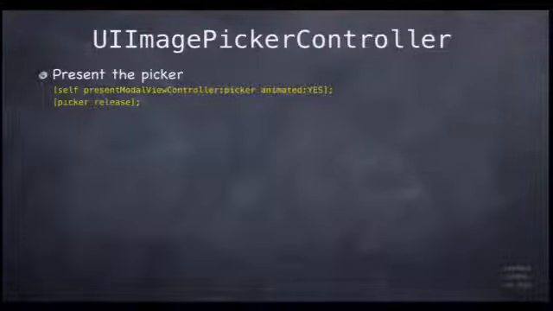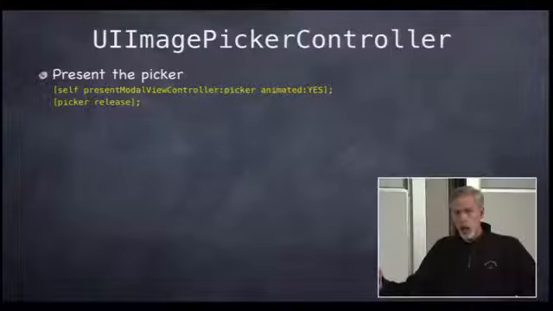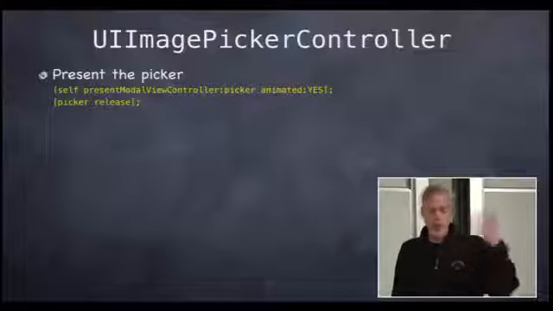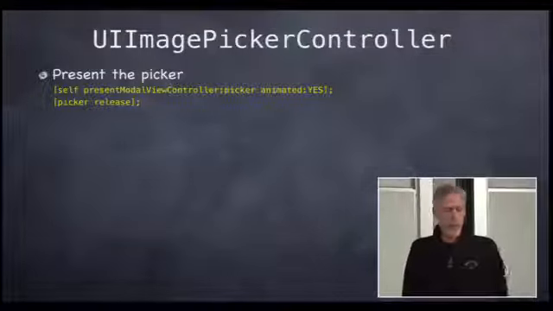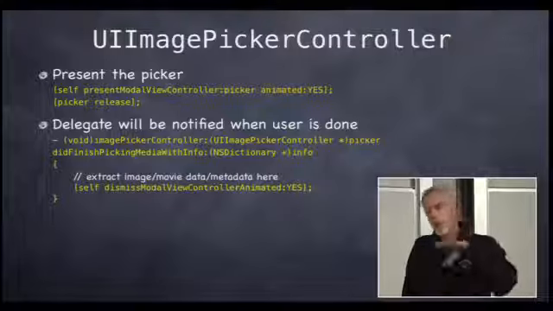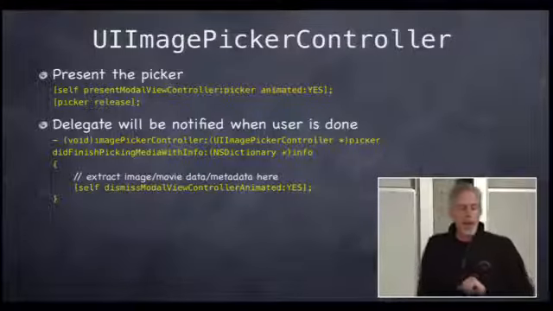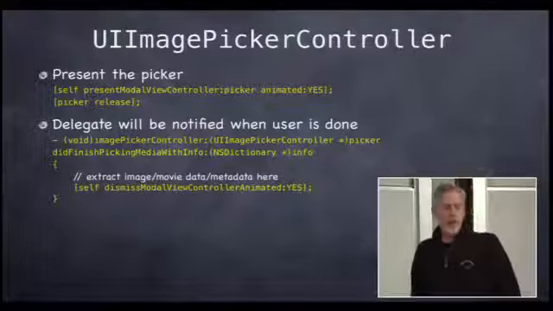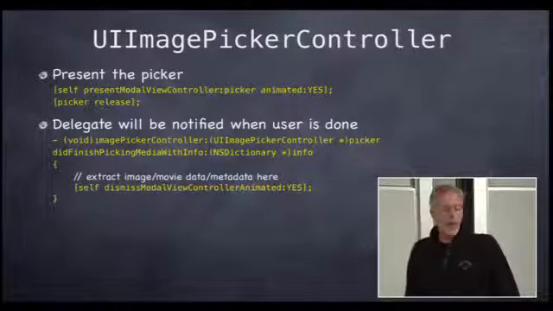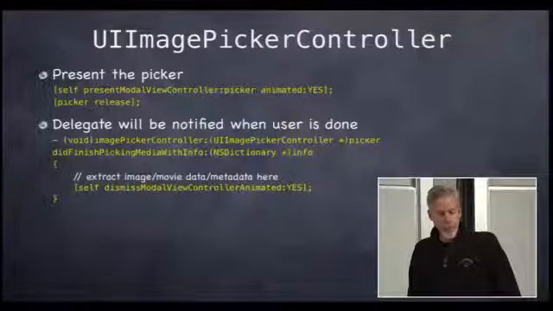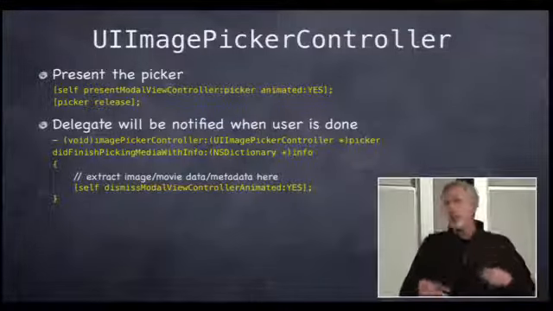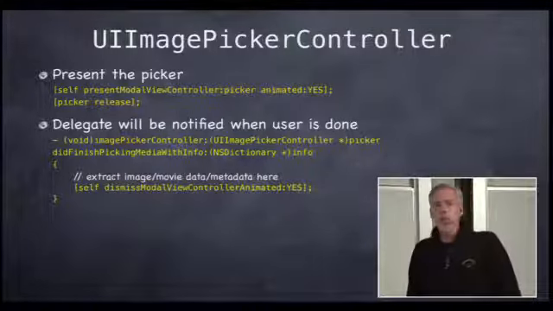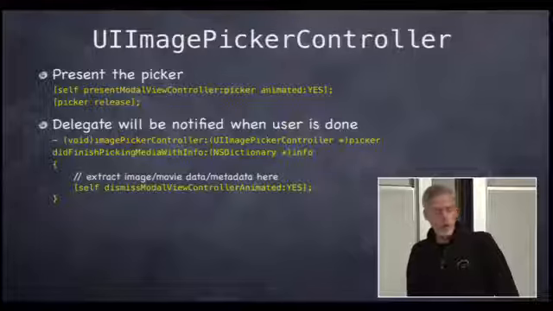After you set it all up, you present the picker, and usually then you just release it. It's just like any other modal view controller: you present it, and then you release it. Then the user is going to muck about in there, picking whatever they want, and when they finally pick something, it's going to call this delegate method, imagePickerController:didFinishPickingMediaWithInfo:. We'll talk about info in a second. That's the method in which you extract whatever they chose out of the info, and then you dismiss the modal view controller, again just like any other modal view controller.